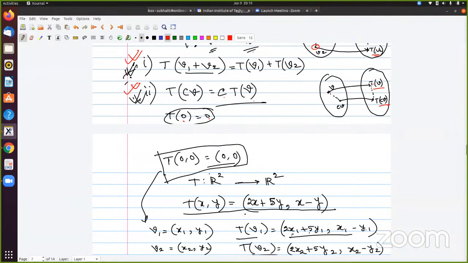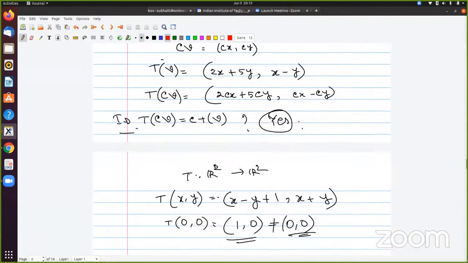So suppose I am giving this example. T of (x, y) is going to (2x plus 5y, x minus y). Now check whether (0, 0) is going to (0, 0). Yes, indeed it is going. Then you come to checking these two conditions. If 0 does not go to 0, then you need not check the other two conditions, because then it is not a linear transformation. For a linear transformation, 0 must go to 0.